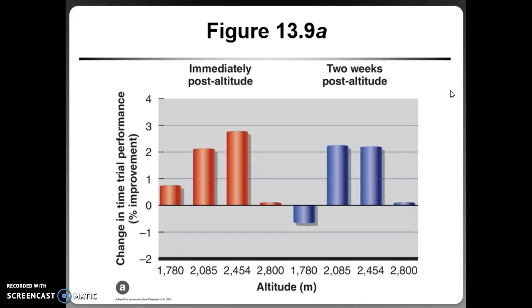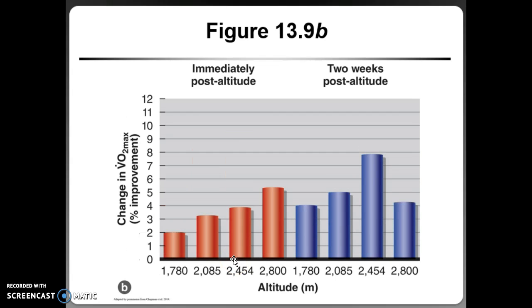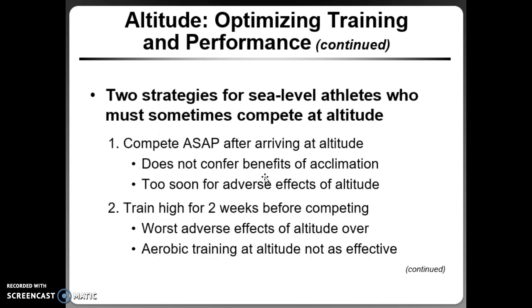Here are some studies to show what it looks like if we're going to perform in a race, depending on the altitude that you're at, and then you come back for a race: immediately post altitude, the change in time trial performance, and then 2 weeks post altitude, again depending on the altitude that you're at. Again, here's another change in VO2 max. Obviously when we were living high, our VO2 ends up getting higher when we come back to sea level, because we had those EPO adaptations.